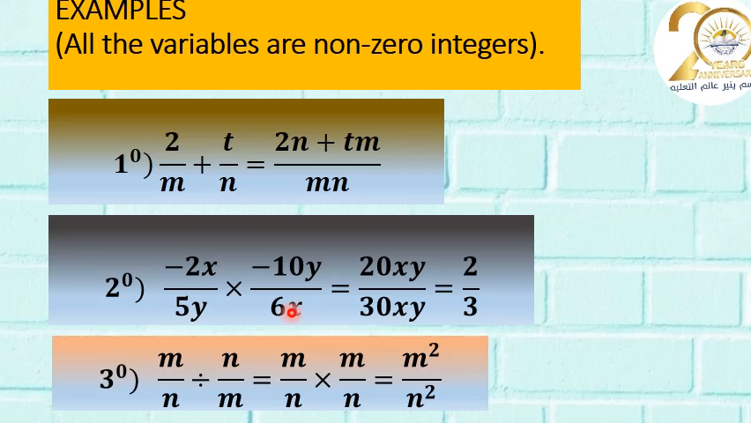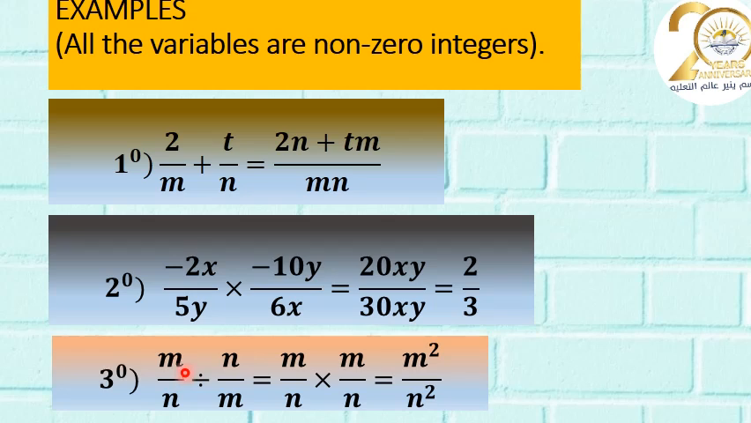So 5y times 6x is equal to 5 times 6, 30, and x times y is equal to xy here. And to simplify we can remove the xy from here and xy from here to get 20 over 30, which is equal to 2 over 3. The third one, we have to divide these two fractions.